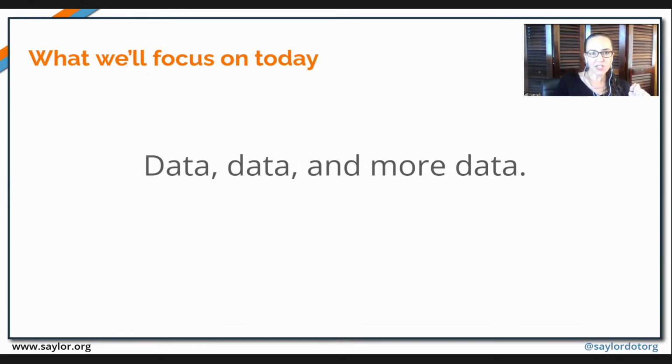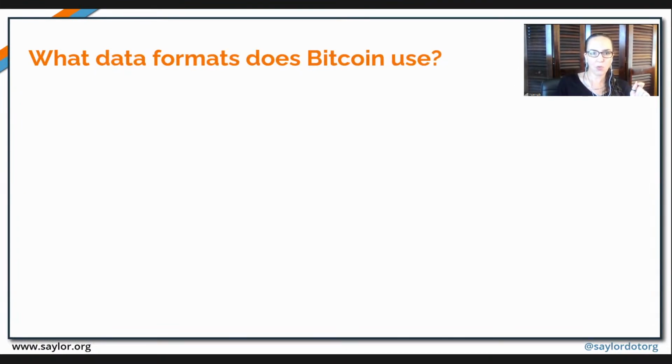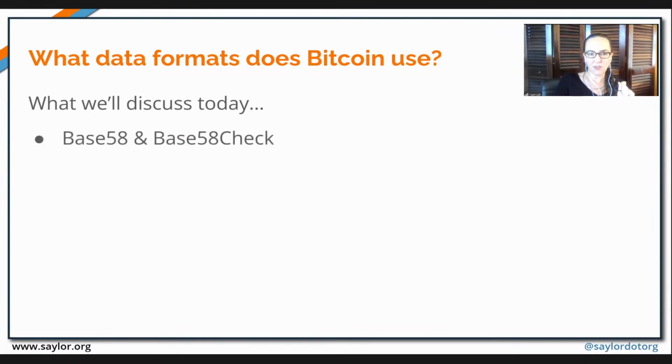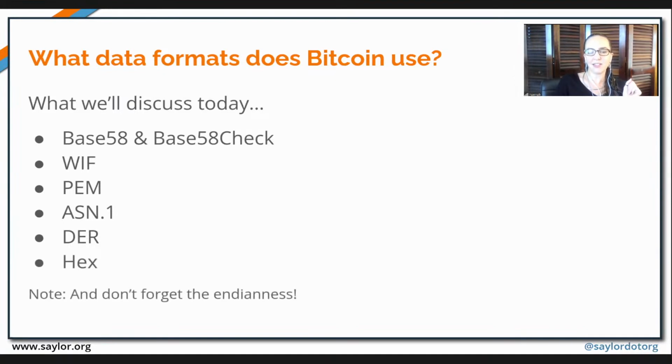All right. So what data formats does Bitcoin use? This is kind of what we'll discuss today. It's not meant to be completely comprehensive of everything that Bitcoin uses, but these are some major ones that we'll discuss today, right? So we're going to talk about base 58 and base 58 check encoding. We're going to talk about WIF, or however you want to say it. It's wallet import format. PEM. We're going to talk about ASN.1 briefly, and we'll talk about DER a little bit as well. And of course, talk about hex, and don't forget the Endianness, right? This is what we will go through today.